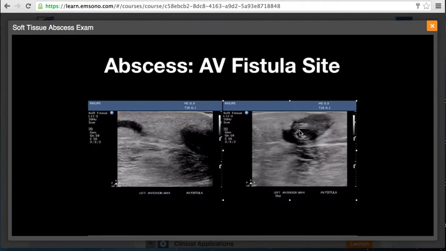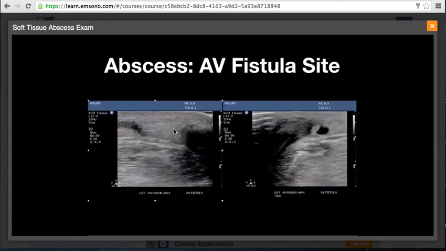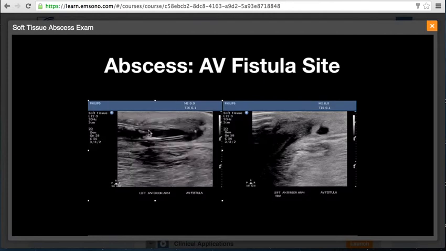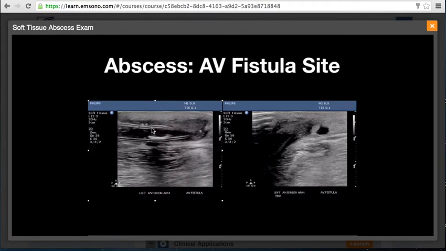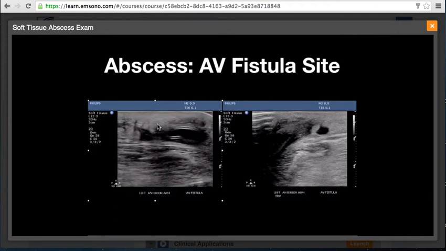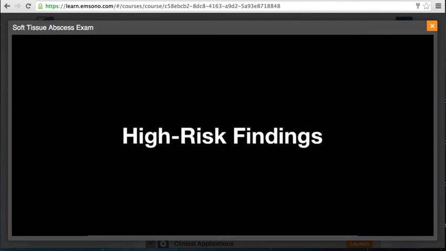So not only is ultrasound helpful in diagnosing the presence of the abscess cavity, it's also helpful in identifying key adjacent structures. This was one that we did not drain ourselves, but this was done in the operating room by vascular surgery. Let's take a look now at some high-risk findings.